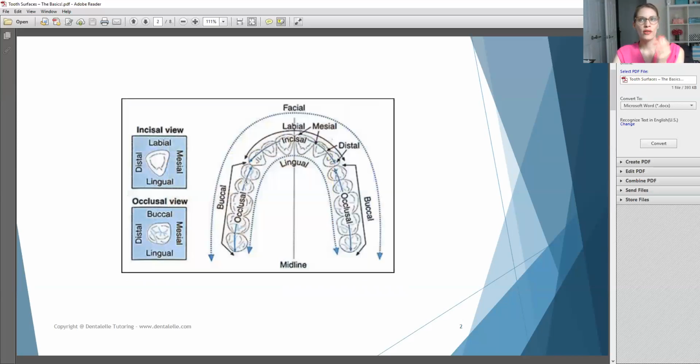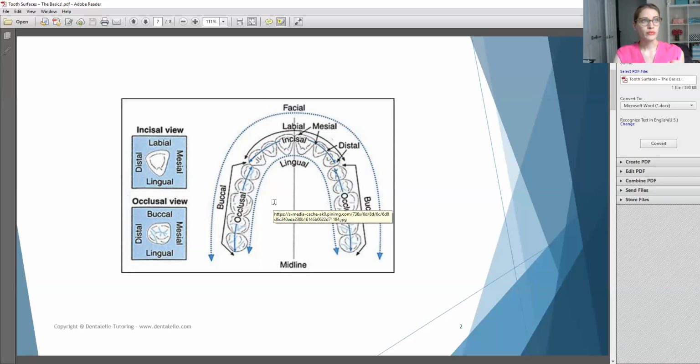So anytime you are thinking about the mesial surface or your distal surface, think where it is in relation to the midline. If you're looking at a tooth, think which surface is closest to the midline. That would be your mesial. And the surface of the tooth that is furthest from the midline is your distal surface. So does that make sense?